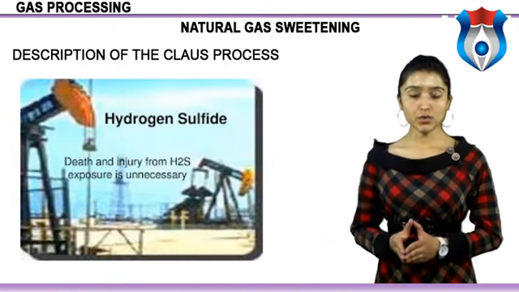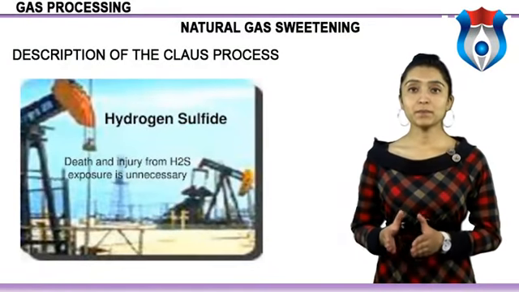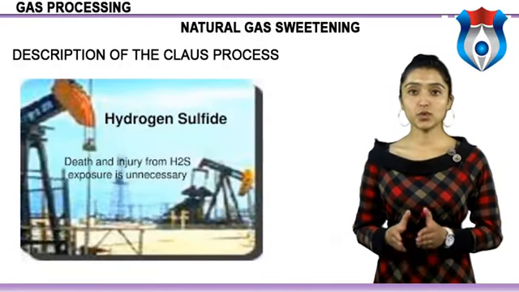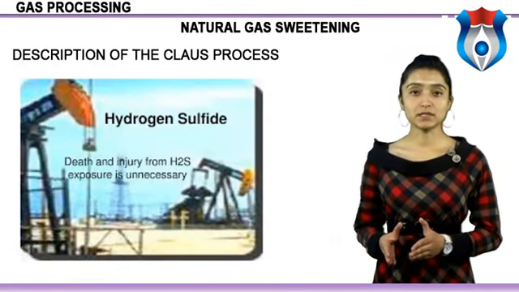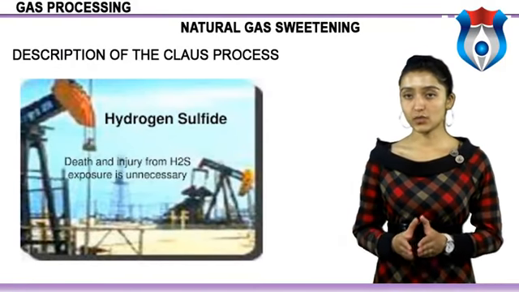First, the H2S is separated from the host gas stream using amine absorption. Then it is fed to the Claus unit where it is converted in two steps. In the thermal step, the H2S is partially oxidized with air.